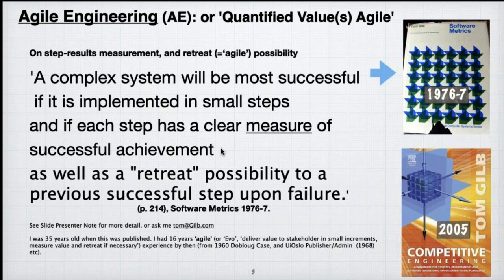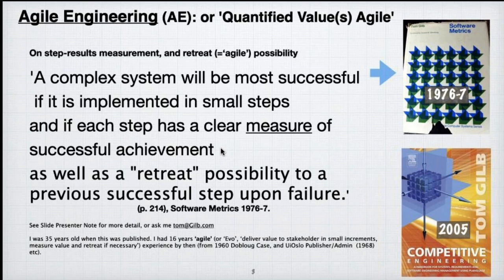We're not measuring that we're delivering more code. If the primary reason for our project was better security, we're measuring security, the major point. And as well as a retreat possibility to a previous successful step upon failure. So an ambitious step can fail, and you need to quickly go back to what worked rather than saying the entire project will take another 4 years to deliver, okay?